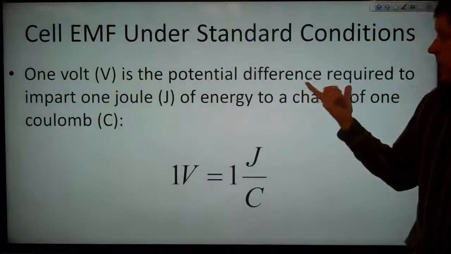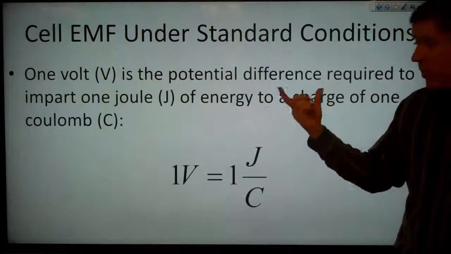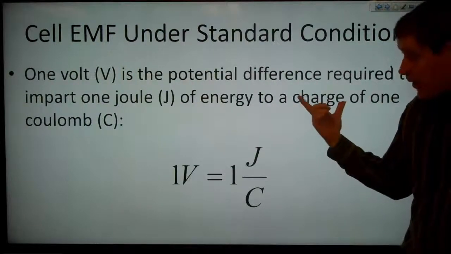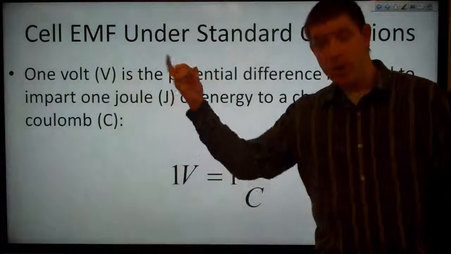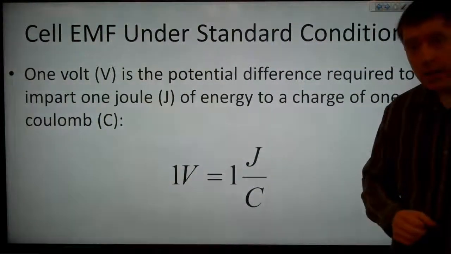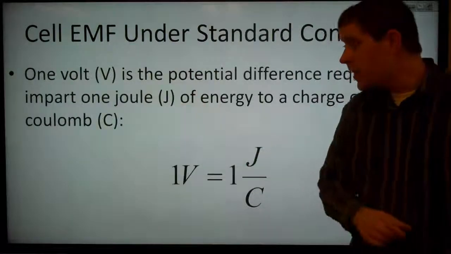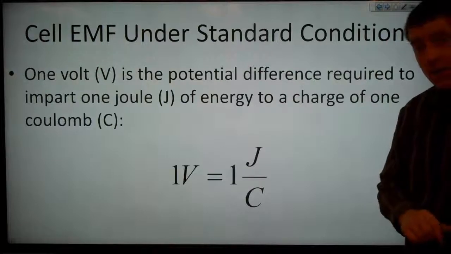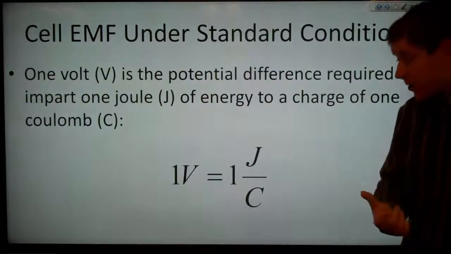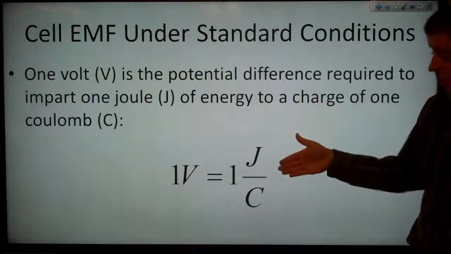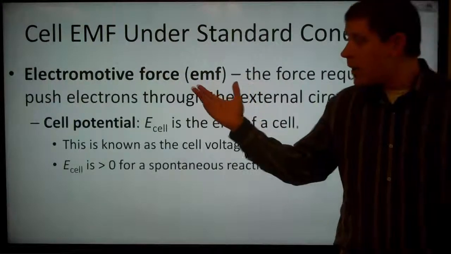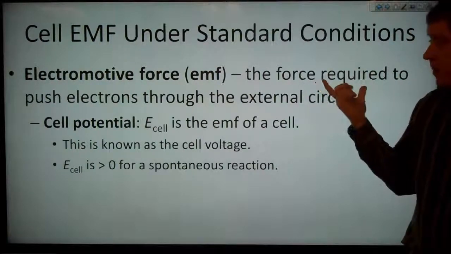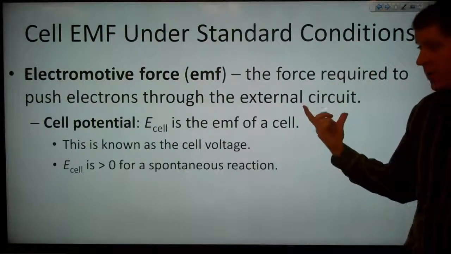1 volt is the potential difference required to impart 1 joule of energy to a charge of 1 coulomb. So remember that joule and coulomb and volt are the SI units. Joule is the SI unit of energy, and coulomb is the SI unit of charge. So volt is the SI unit of electrical potential. So 1 volt is 1 joule per coulomb. And the electromotive force, sometimes called EMF, is the force required to push electrons through the external circuit.